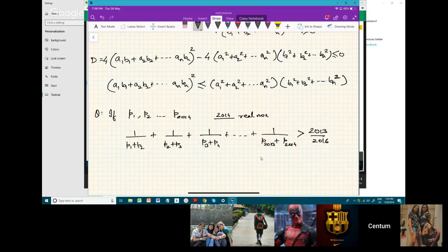Guys, one thing is, see, all these are 2014 real numbers, but all of them are from 1, 2, 3 to 2014. Okay, understood? So P1, P2, P3, P4 all are either 1, 2, 3 or something like that. So there are 2014 numbers, but which one is what is not known, but they are certainly 1, 2, 3 till 2014. So use that concept.